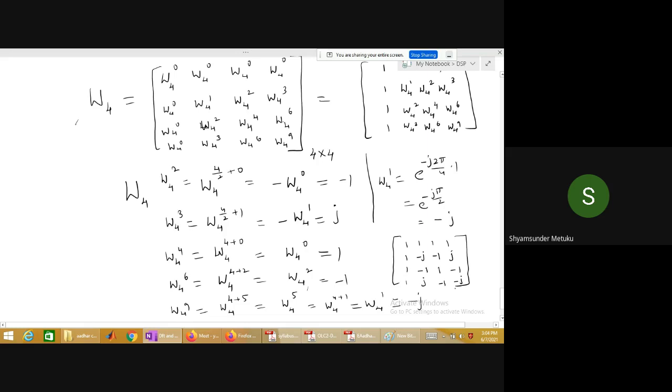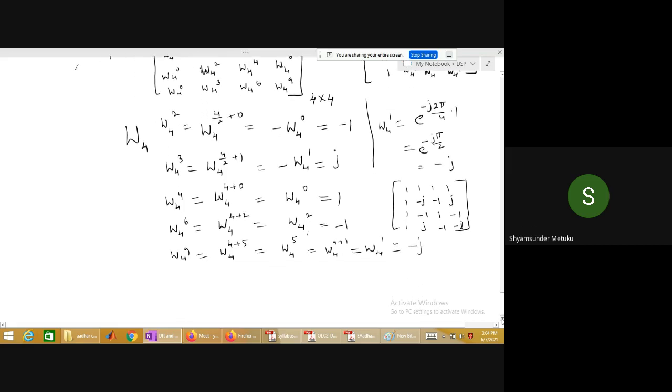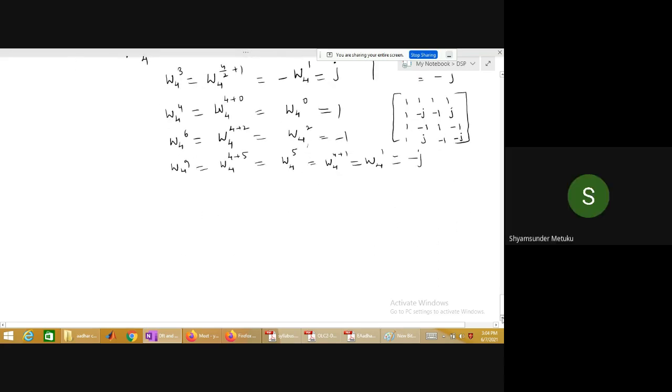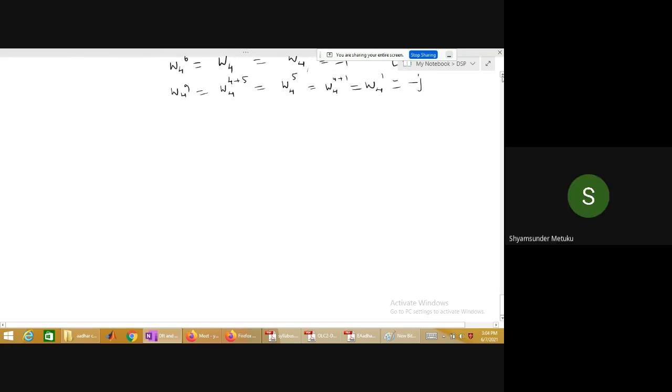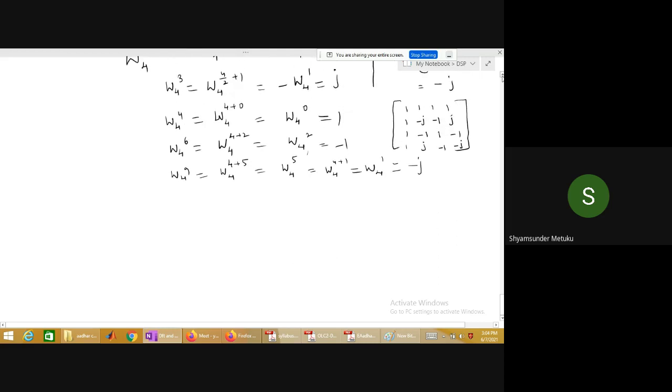Yes or no? Now try to see, is it not a symmetric matrix? Yes, sir, symmetric. So the twiddle factor matrix or transformation matrix is symmetric. Okay, that you must remember. So I'm rewriting here W4 is equal to: 1, 1, 1, 1; 1, minus j, minus 1, plus j; 1, minus 1, 1, minus 1; 1, j, minus 1, minus j.